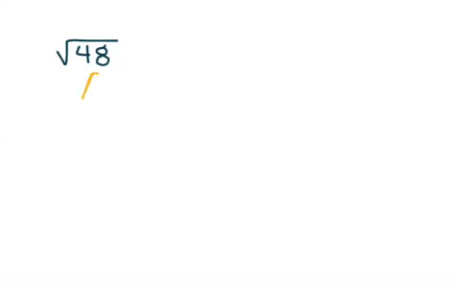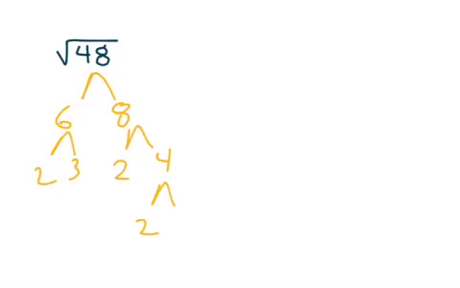So here I go. 48 is 6 times 8. 6 is 2 times 3. 8 is 2 times 4. And 4 is 2 times 2. So hopefully you've done factor trees before. But notice what I did was take this 48 here, and I just kept dividing it into smaller and smaller pieces. So what's the next step?